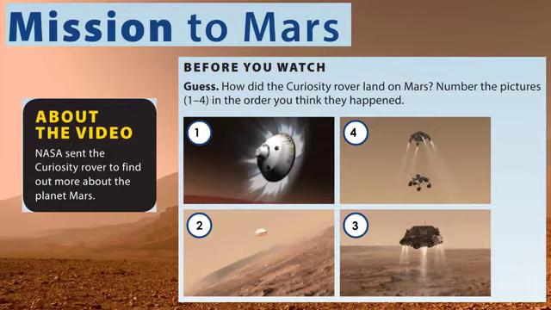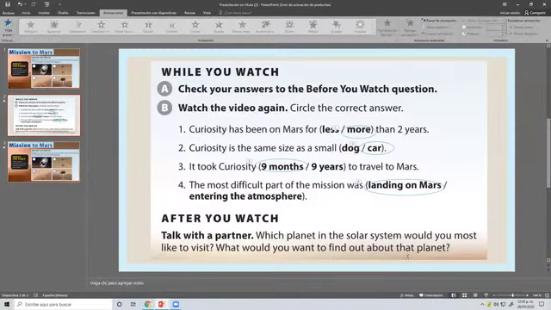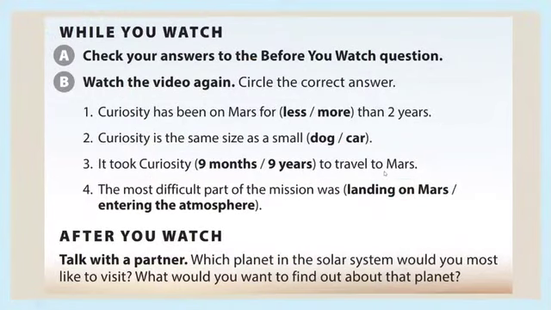So now we have to go to the other one, which is letter B, that says watch the video again, circle the correct answers. So in this one, we have four questions, and we have to choose between two choices that we've got.